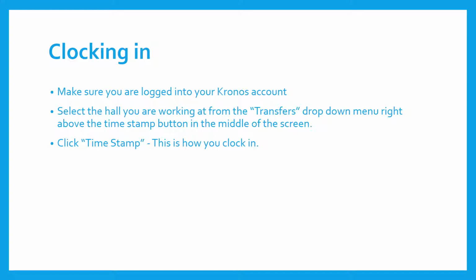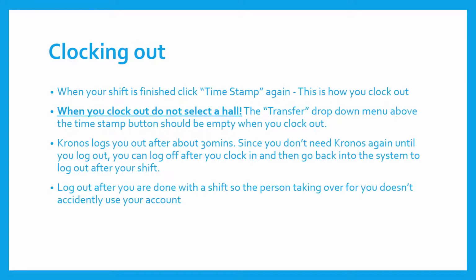Clocking in. Make sure that you are logged into your Kronos account. Select the hall that you are working at from the Transfers drop-down menu right above the timestamp button in the middle of the screen. Click Timestamp. That's how you clock in.